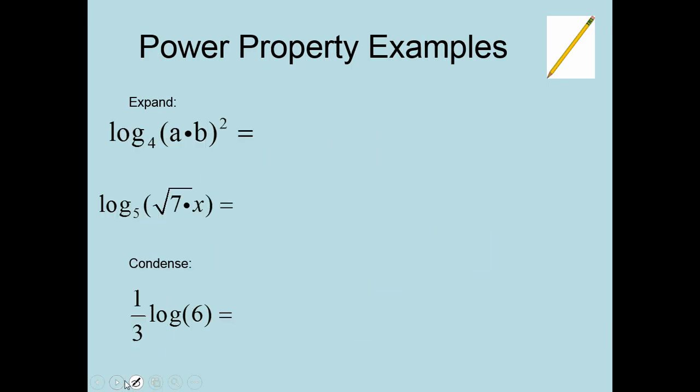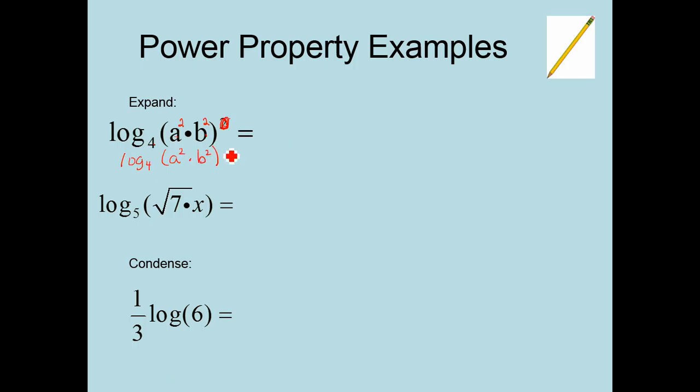So last but not least, let's do that power property. And then we're going to get into some multi-step ones here in a minute. So let's expand this one out. We have a log base 4 of a times b, but they're both being taken to the second power. Okay, both of them have that exponent of 2. So I might write it as a squared and b squared in those parentheses. So I have log base 4 of a squared times b squared.